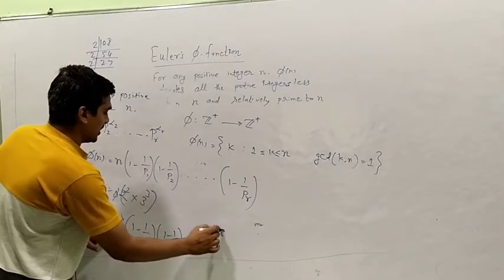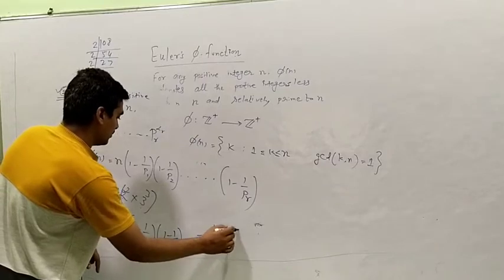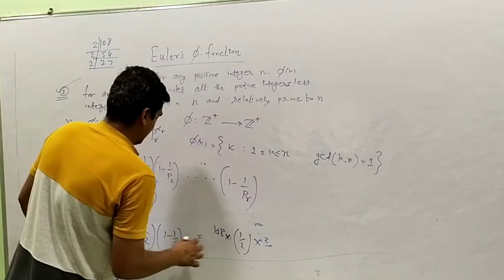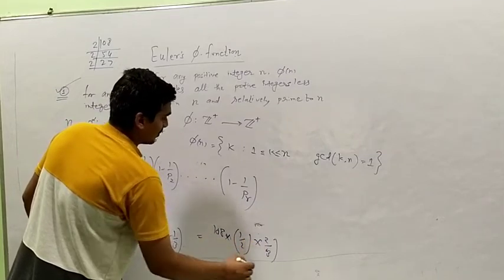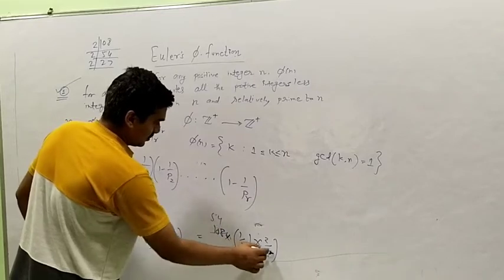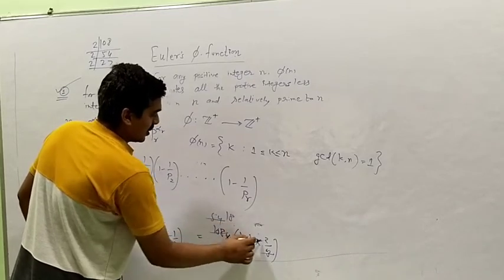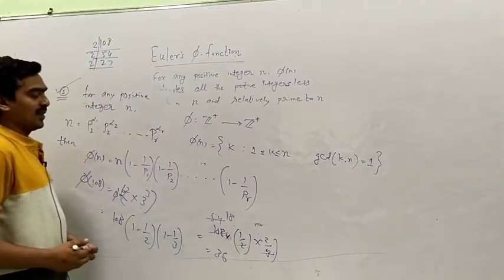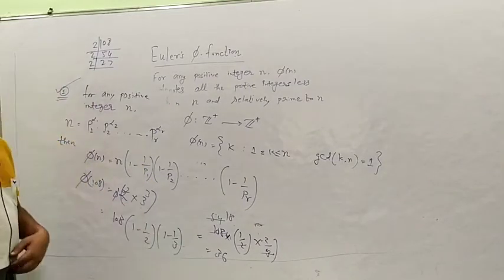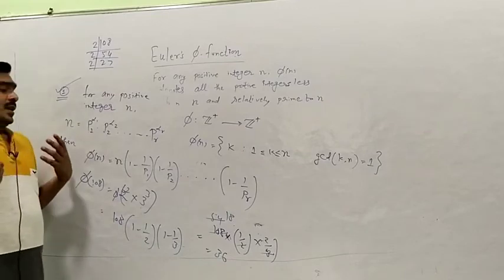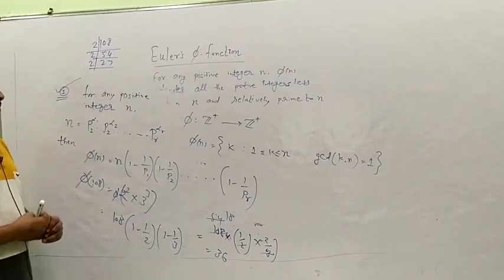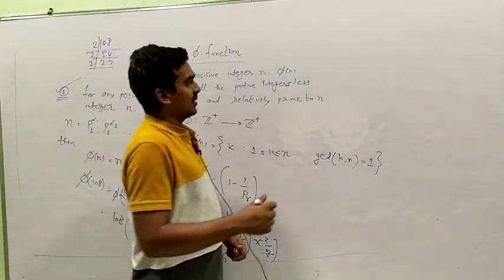So 108, that is 1 by 2, that is 2 by 3, that is 36. So phi 108 is equal to 36. Okay, so many examples you can try by this formula. Let us see another formula.